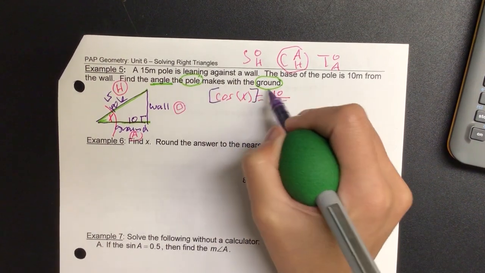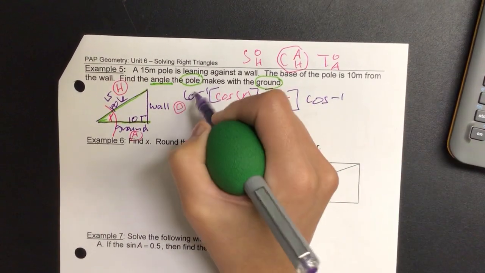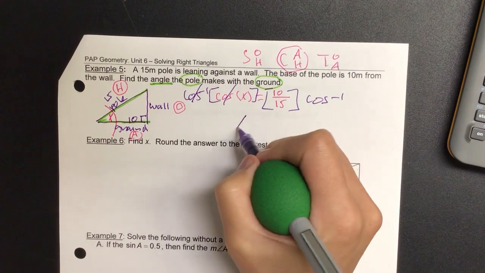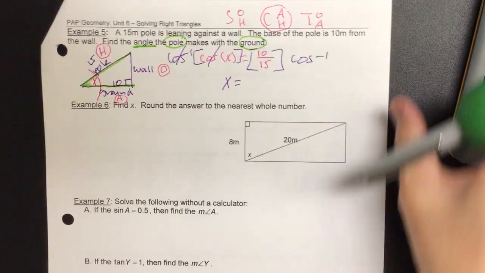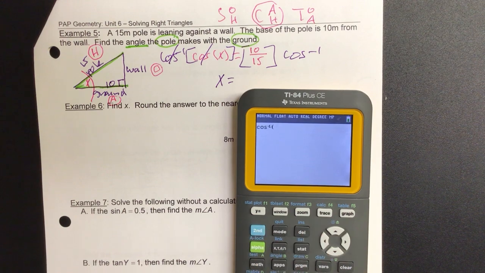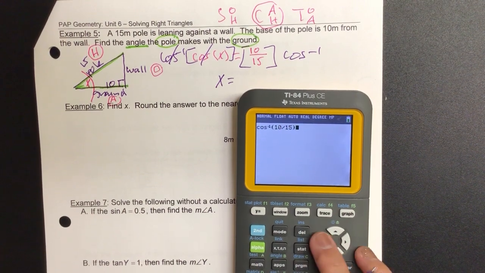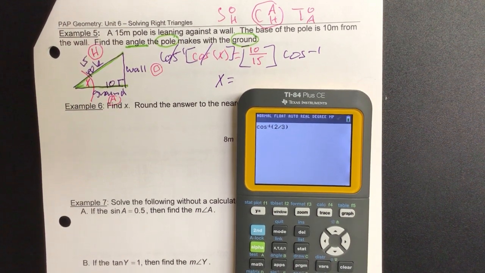How do I make x by itself? Inverse. So we have cosine inverse on both sides. These two are going to cancel. So I should get an acute angle, that's for sure. So we have cosine inverse of 10 over 15. What if I did this? I'm going to change this. What if I did cosine inverse of 2 over 3? Is 2 over 3 equivalent to 10 over 15? We'll get the exact same answer. Boom.